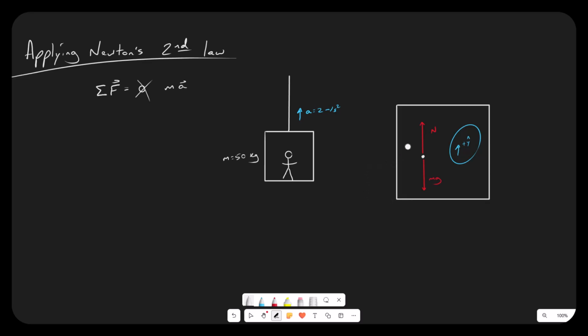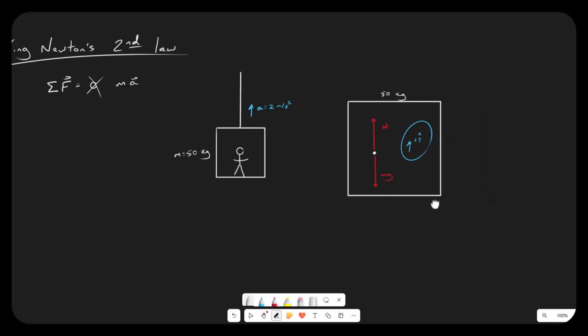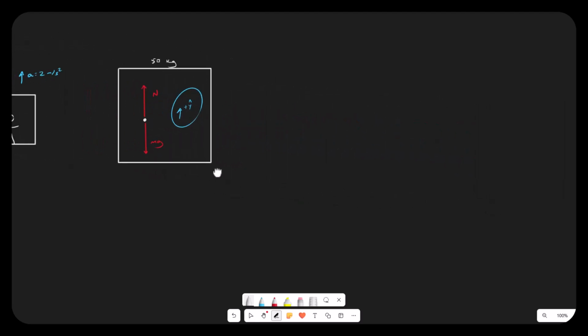Here is my free body diagram. I'm going to label that this is a 50 kilogram mass. I'm also going to label that my acceleration is a positive 2 meters per second squared. Positive because it points upward, and I said upward was the positive direction.